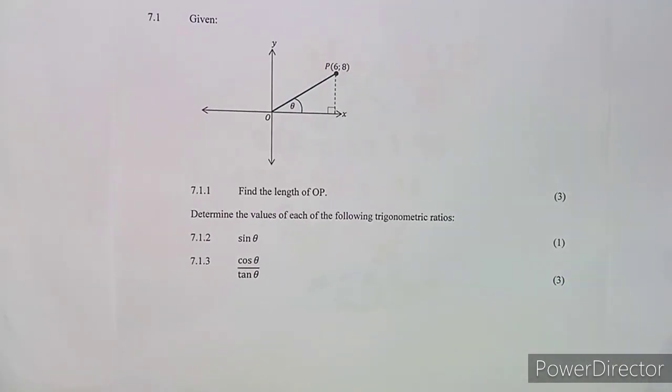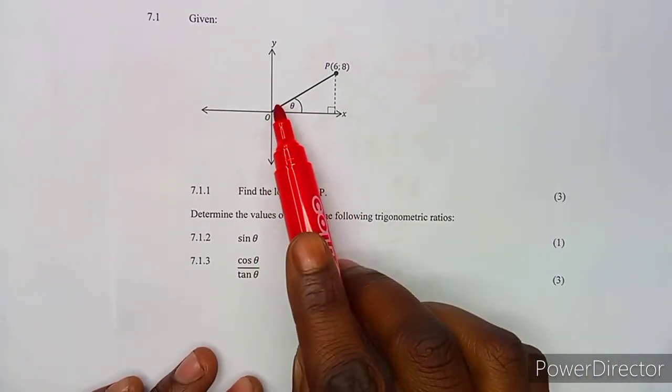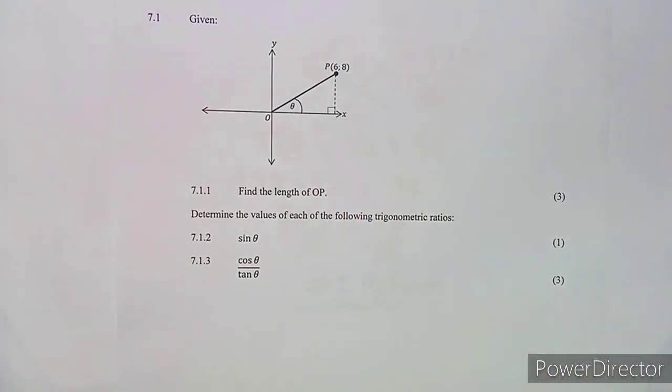All right. Then on question number 7, we are given the figure, which is the quadrant, and we need to find the length of OP, that is from O to P. To find the length of OP, we've got two options. We can use Pythagoras theorem.